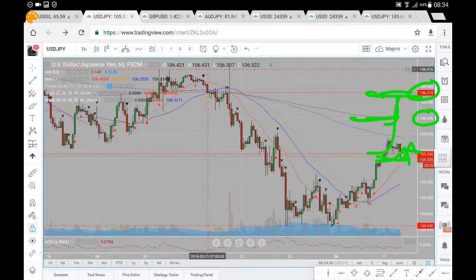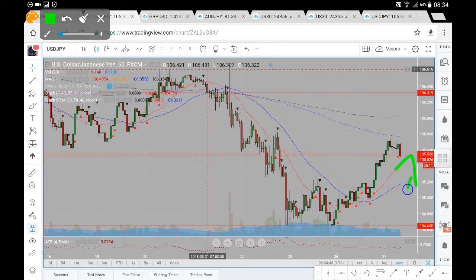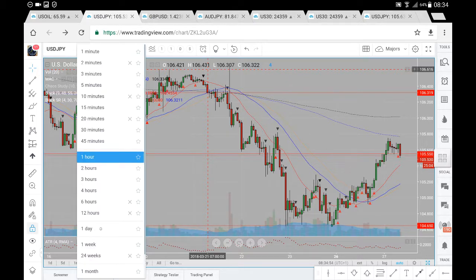We'll see whether we're able to retake and hold the 105.55 for a progression to the upside, or if we do break down and fail on a retest of that 105.55, we're then looking for prices to continue the downwards trajectory towards that 104.65. And we'll have a brief look at the daily chart before wrapping up here on the US dollar Japanese yen.